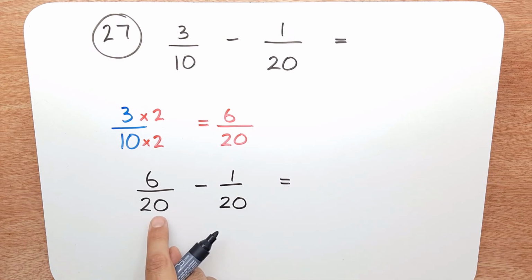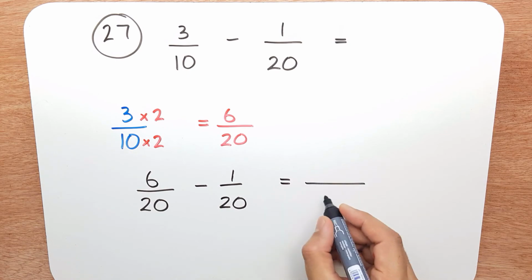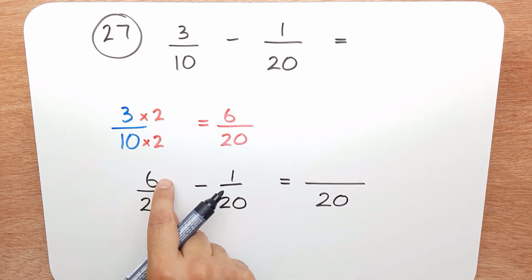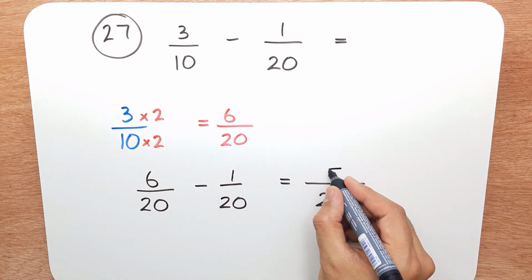And now it's much easier. The denominators, or the bottom numbers, are the same. So we just put 20 at the bottom. And the numerators, or the top numbers, 6 take away 1 is 5.